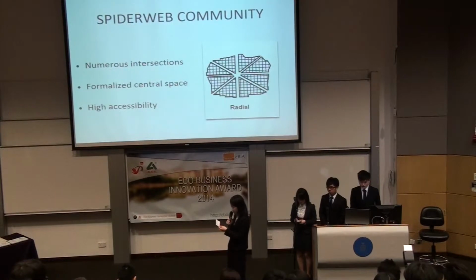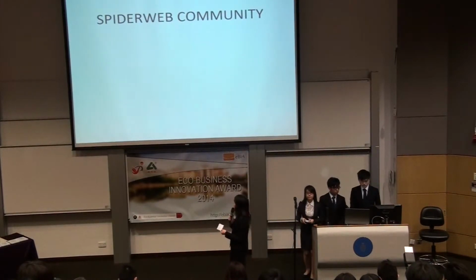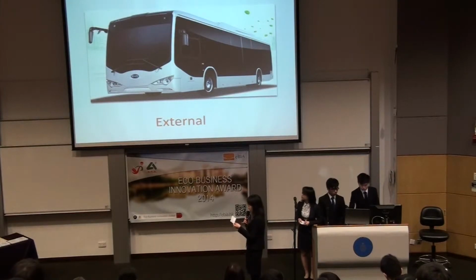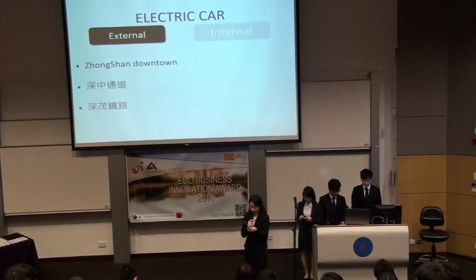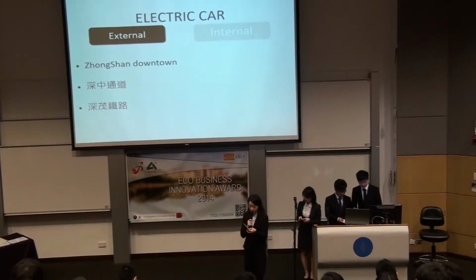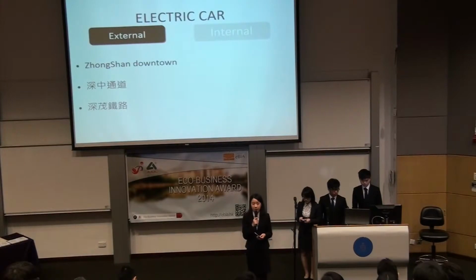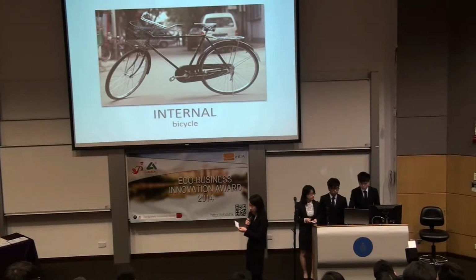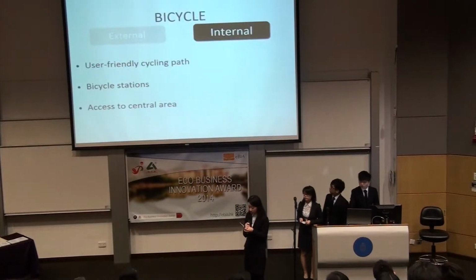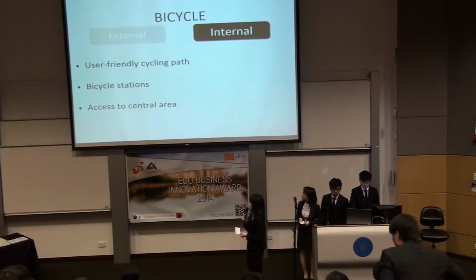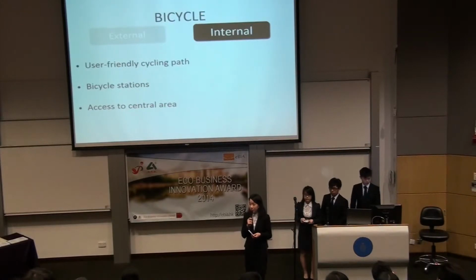In order to achieve the high accessibility in every corner of our town, the community is linked both externally and internally. In the external aspect, our town is linked with the outside community by the electric bus. We provide routes to connect with the Zhongshan downtown, Samzhong Tongdou, and the Sanmao Titlu, so that the residents can travel to the surrounding infrastructure more efficiently. For the internal aspect, we try to promote the use of bicycle. We create the user-friendly cycling path and numerous bicycling stations around the town, so that the people can gain access to every corner. So the accessibility is highly enhanced.